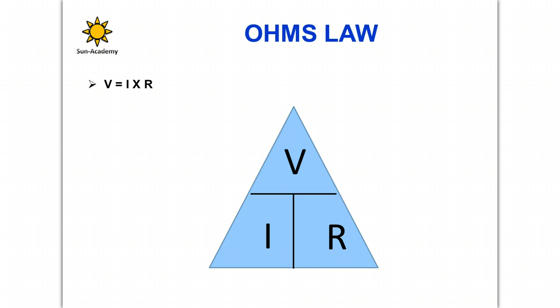The relationship between voltage, amperage and resistance is in this simple mathematical equation called Ohm's law: voltage equals amperage times resistance, and it can be manipulated to be amperage equals voltage divided by resistance, and resistance equals voltage divided by amperage.